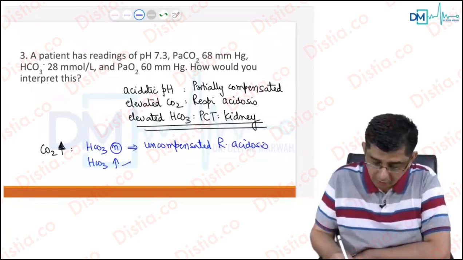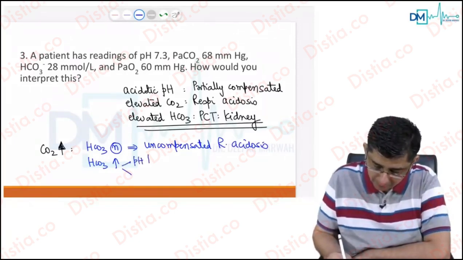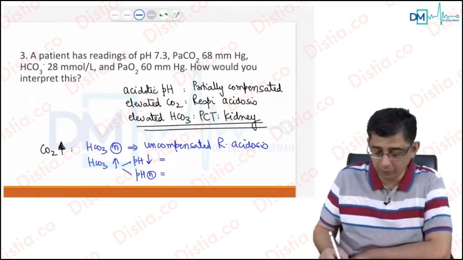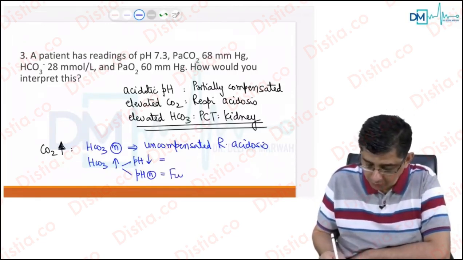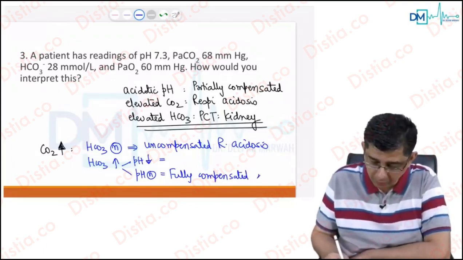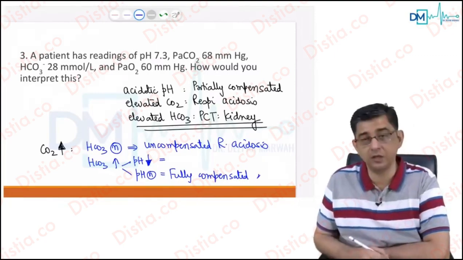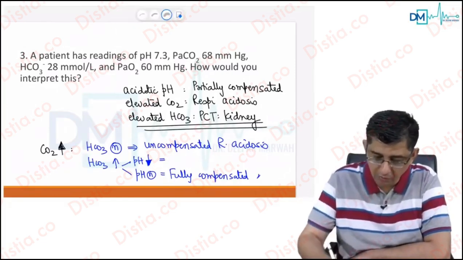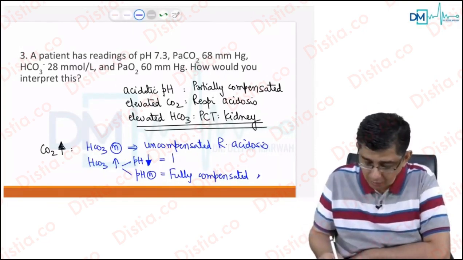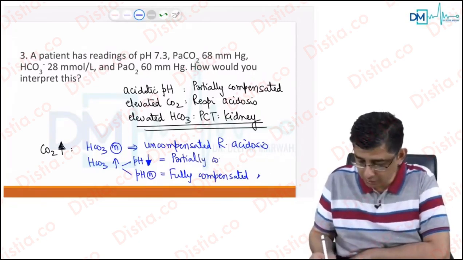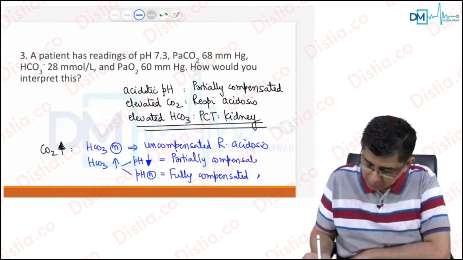If bicarbonate is elevated, then check out the pH. Has the pH normalized or is it still low? If the pH is normalized in the patient, you will say the patient has fully compensated respiratory acidosis. On the other hand, if you find that the pH of the patient has not stabilized, it is still lower, the kidney is trying to do its job, but it has not been completely successful. So this, where the developmental work is still on, is called partially compensated respiratory acidosis.